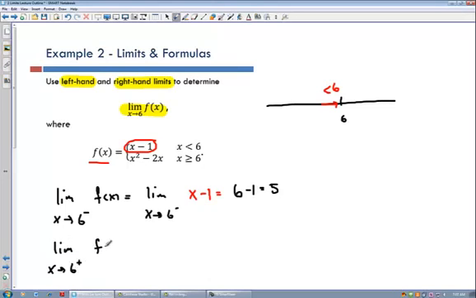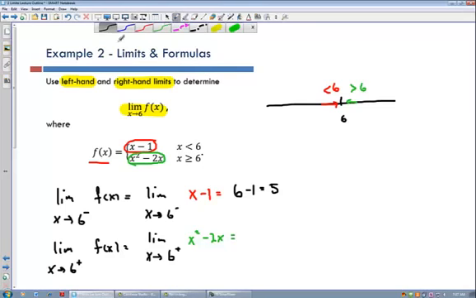Now my right-hand limit, the limit as x goes to 6 from the right-hand side of my function. When you're coming in from the right-hand side, my x values are greater than 6. So of course you're going to use the bottom one, which is x squared minus 2x, and you simply plug in the point. So plug in 6, and you get 6 squared minus 2 times 6, which is 36 minus 12, which is equal to 24.